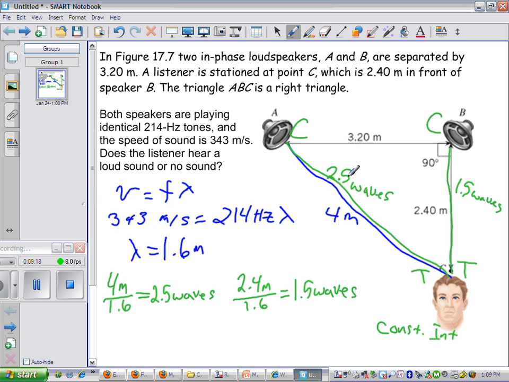You'll notice that this is 2.5 waves, and that's 1.5 waves. The difference between the two is an integer number: 2.5 minus 1.5 gives you 1. So you get a difference of one wave between the two. That will always give you constructive interference. Now, if it's half a wave difference between the two, then that would end up with destructive interference. That's not what we have here, but that's how you would know if it's destructive interference at that point.